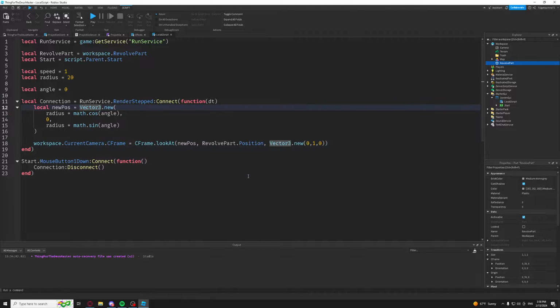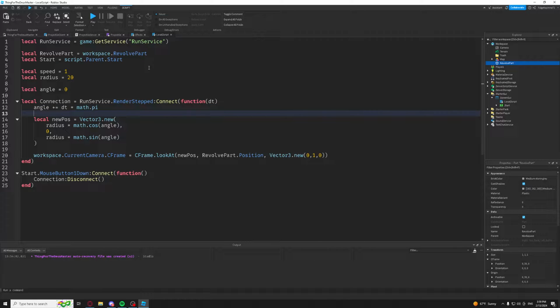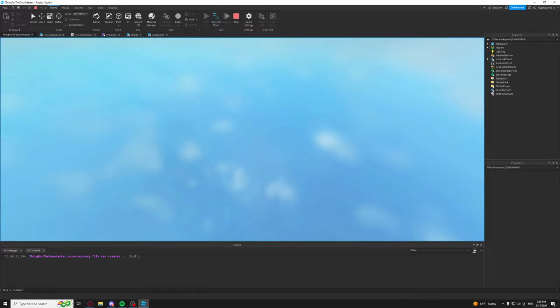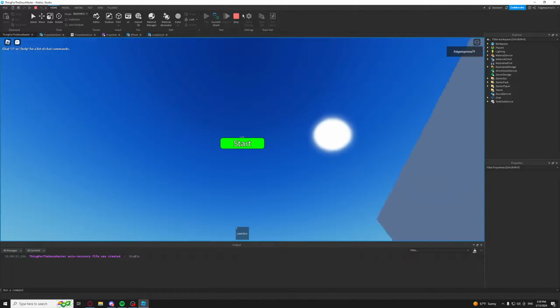And now we have to change our angle. So you could have it in degrees, but I like having it in radians. So angle plus equals dt times math.pi. So in theory, in every second, it should move 1 radian. So let's test that out. Okay, so we are rotating, and it is at the right speed.